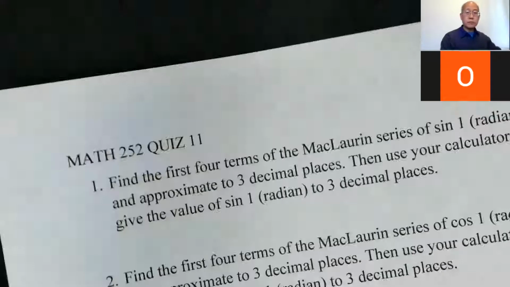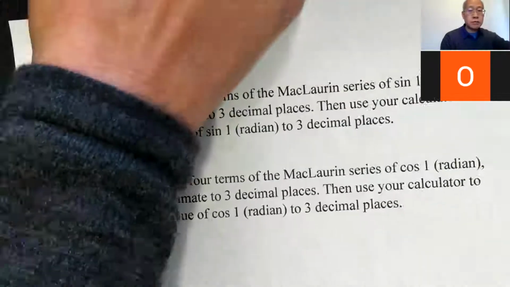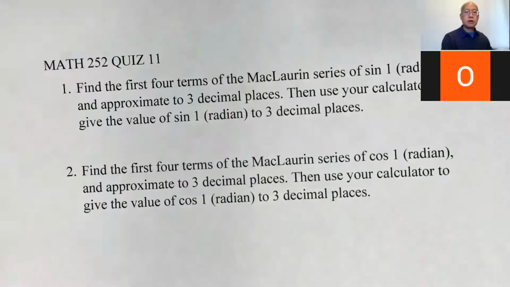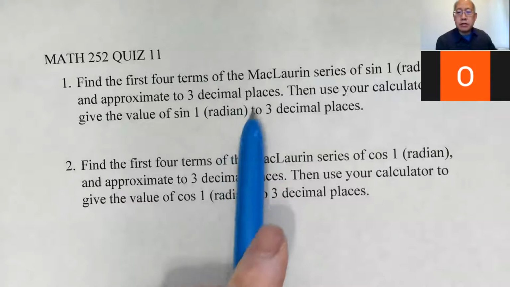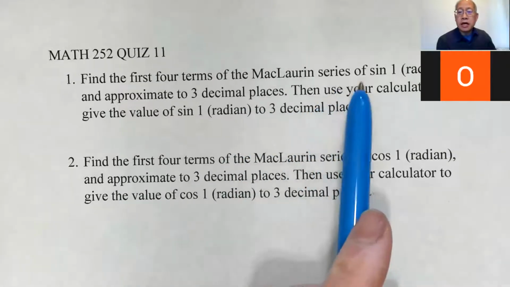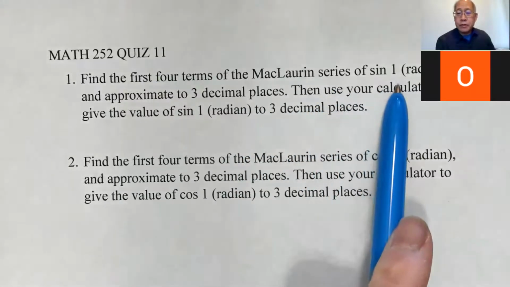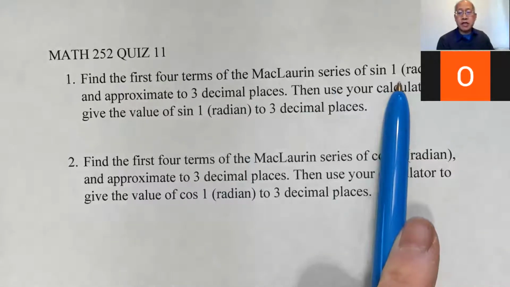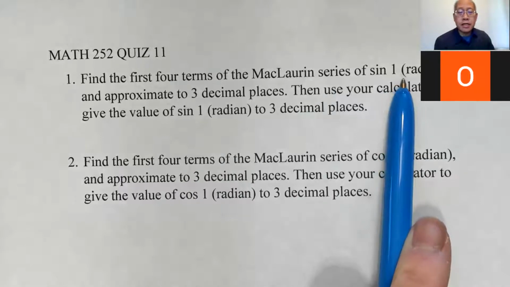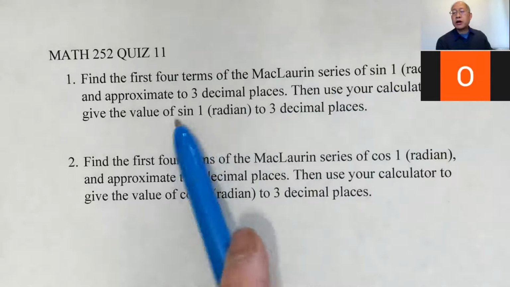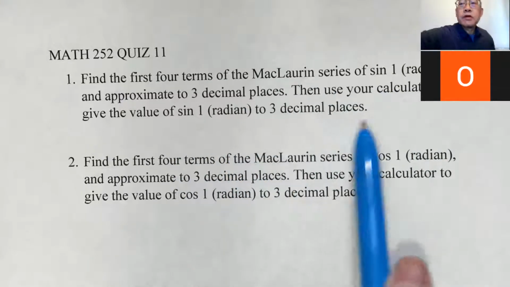And now here comes the quiz. Find the first four terms of the Maclaurin series of sine of 1 radian. I just showed you the formula: x minus x cubed over 3 factorial plus x to the 5th over 5 factorial minus x to the 7th over 7 factorial. Approximate to 3 decimal places.